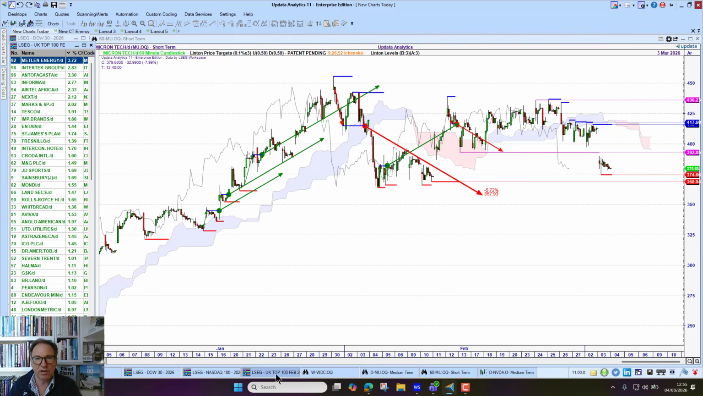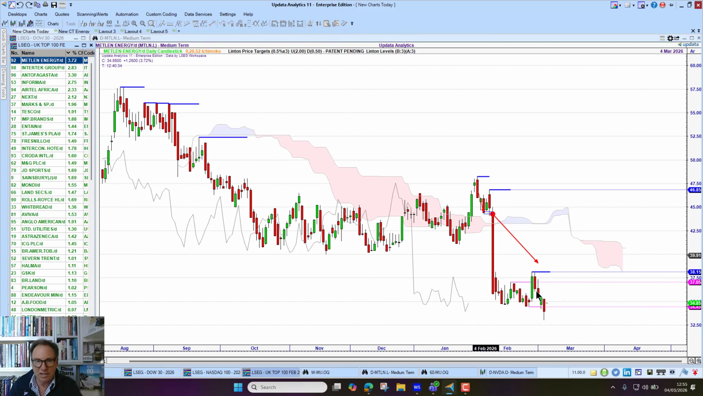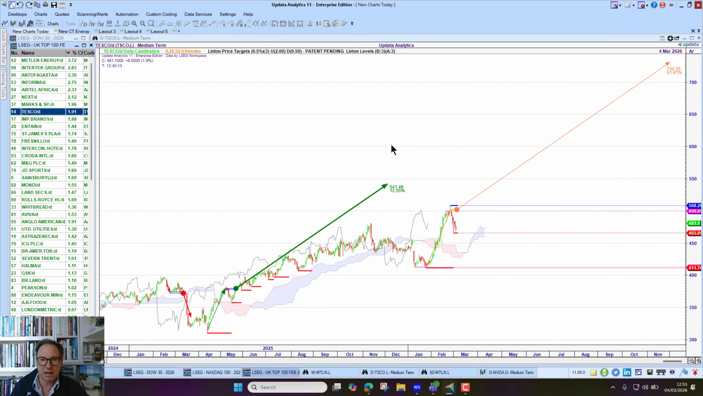Last of all, let's look at the FTSE list, and we go back to just the medium-term chart, which I've got here. You can download this same template that I'm using, this layout and workspace in Updata, so that you can do the same thing each day. Downside here is really quite strong. Tesco, that's an interesting one. We're seeing retailers having a better day today.